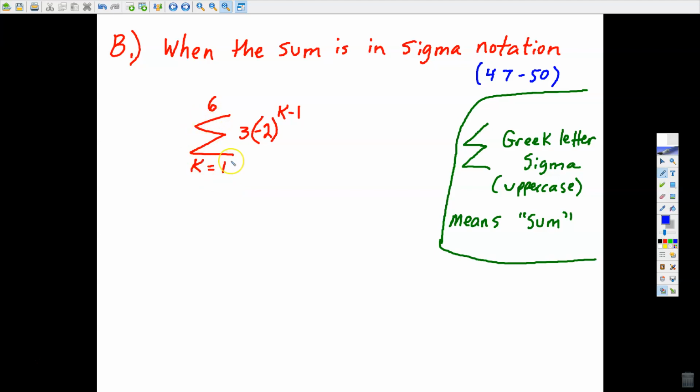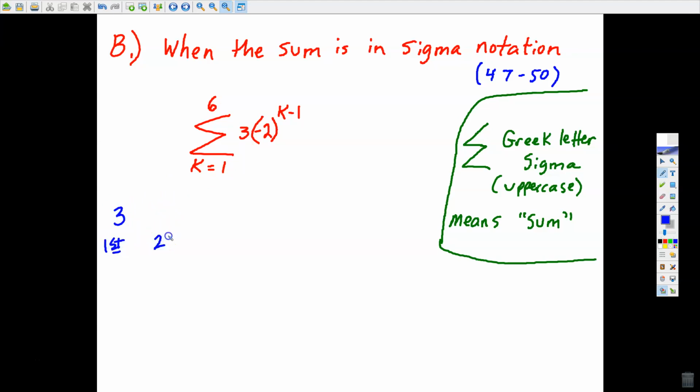So in summation notation, to come up with the first term of the list of numbers that I'm supposed to add up, I take this number down below, it says k equals 1, and I input that number in for k. Well, this goes back to what we talked about previously. That's going to give us the initial value, or the first term, and you should see that the first term is going to be 3. Okay, so that's the first term.